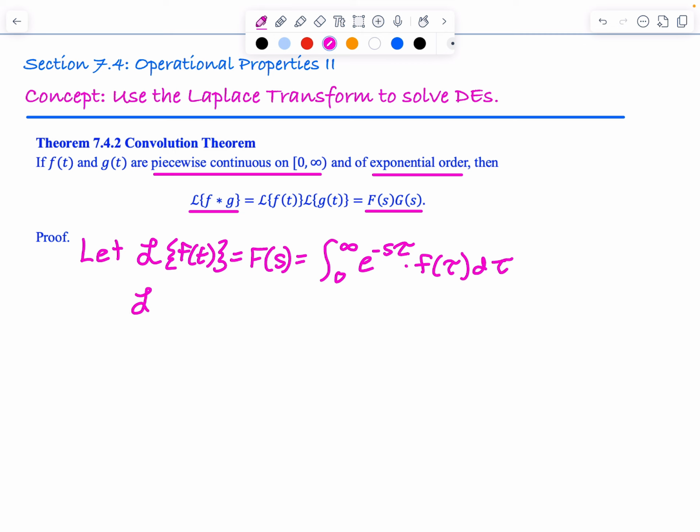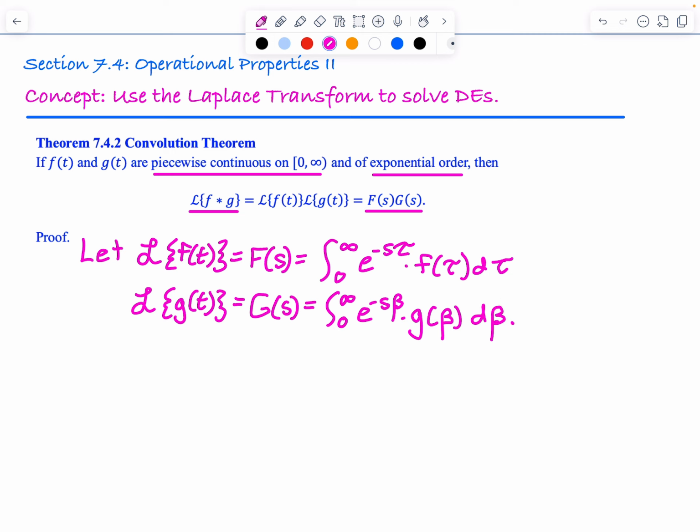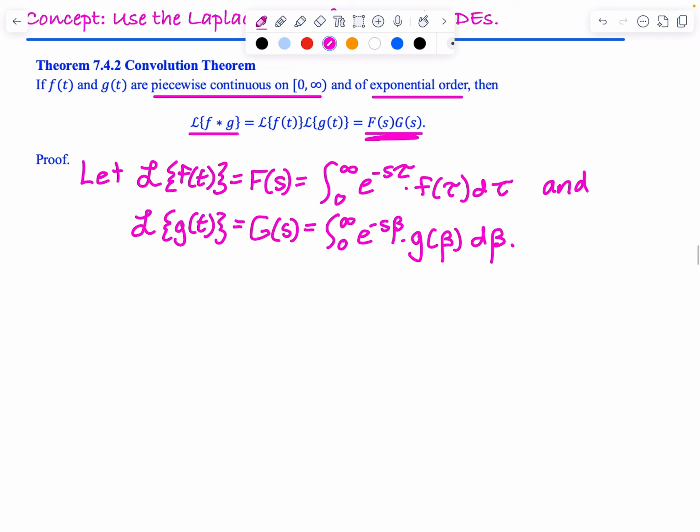Right, and we're going to let the Laplace of g(t) equal capital G(s), and that equals the integral from 0 to infinity of e to the negative s beta times g(beta) d beta. Okay, we'll let those be that definition. So we're going to work backwards. We're going to start from here and try to get it to there, proving equality.